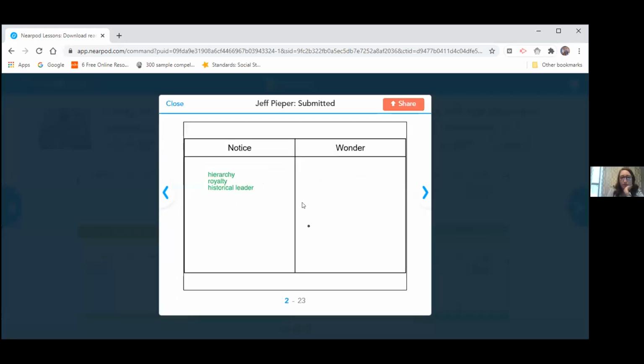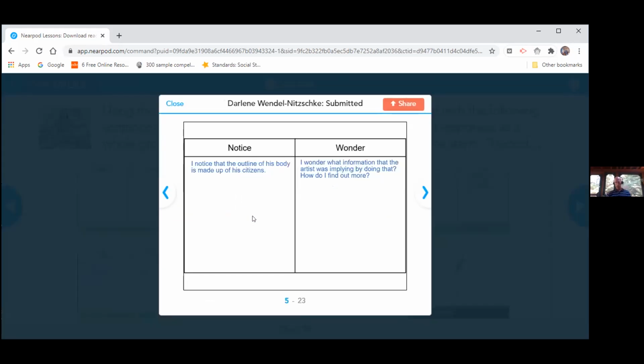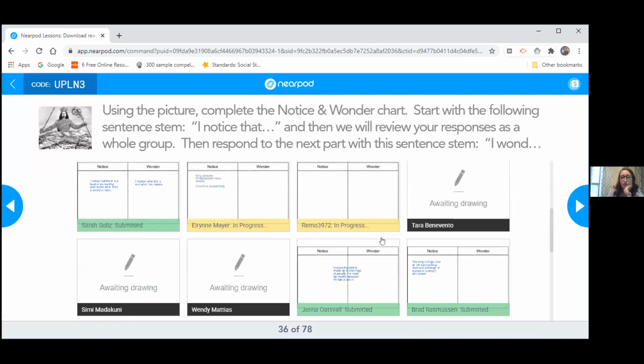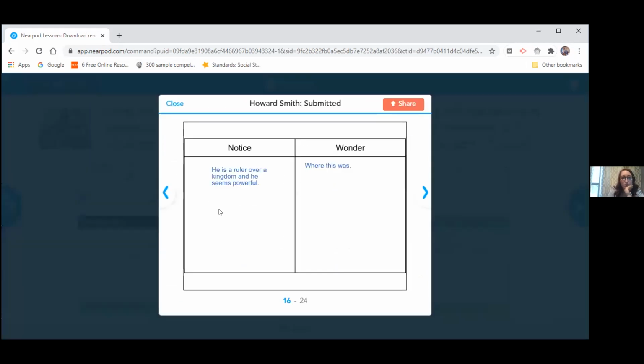We have hierarchy, royalty, historical leader. Outline of his body is made up of his citizens. Ooh, yeah, that's a good one. King represents many people. Church is the largest building. That's a good notice, especially for this time period. Ruler over kingdom seems powerful. Looks like a king, shows a picture of a countryside.